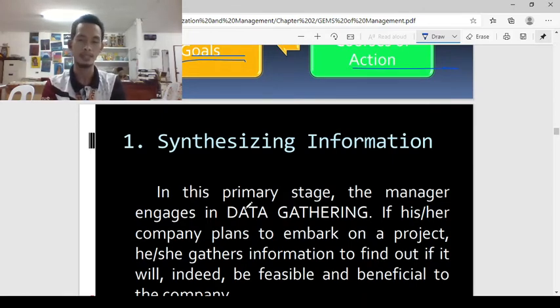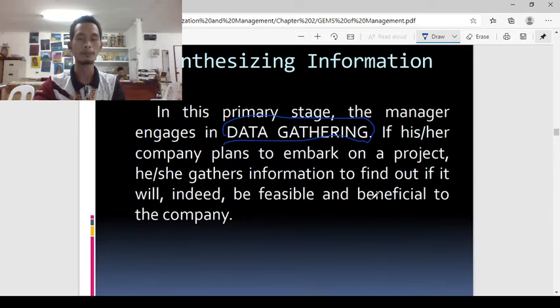In this primary stage, the manager engages in data gathering. So, in this stage, the manager will focus on data gathering. If his or her company plans to embark on a project, he or she gathers information to find out if it will indeed be feasible or beneficial to the company. Muna yung una na to i-consider. Before putting up a business or business project, you have to consider whether such business is feasible or not, whether such business is beneficial or not.